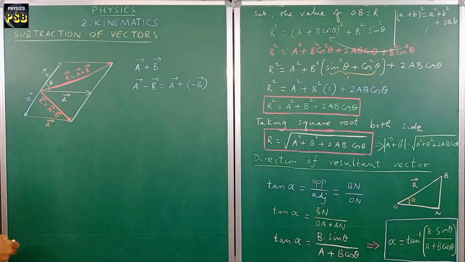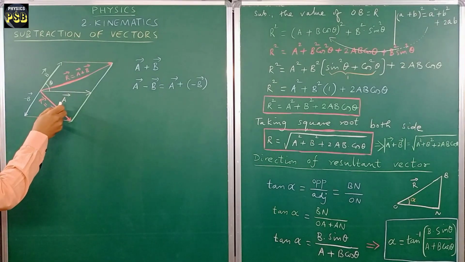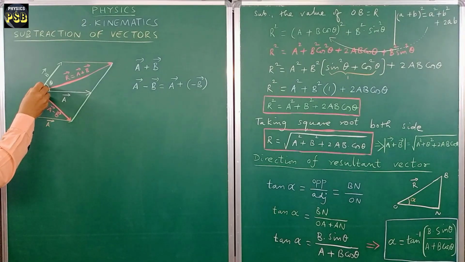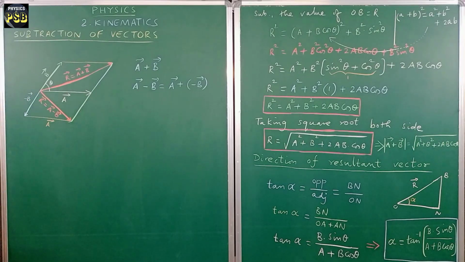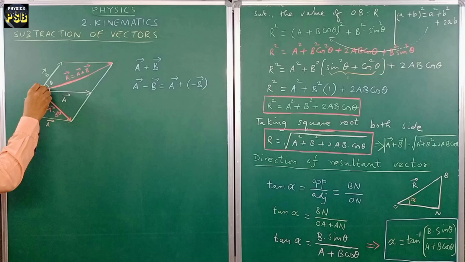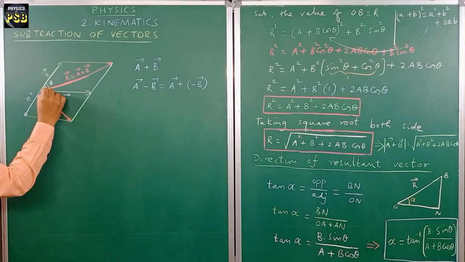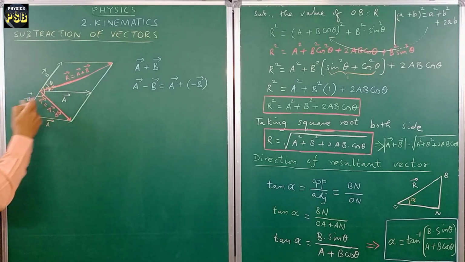If it is so, what will be the angle between vector A and minus B vector? It's quite simple. The total angle between vector B and minus B vector is 180 degree. From 180 degree, if we subtract theta, we will get the remaining angle. Let me show this to you. This complete angle is 180 degree.